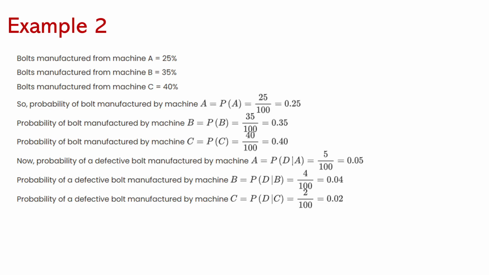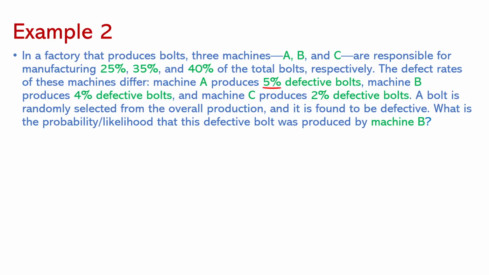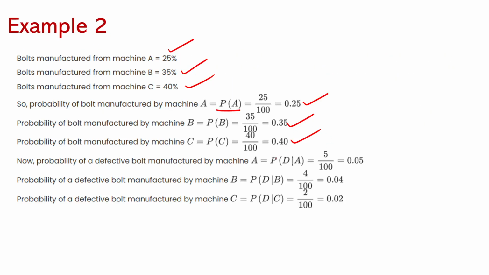Okay, to solve this, see, this is the data given to us. Bolts manufactured from machine A, 25%, 35 and 40. If you convert into numerical form, the probability that the bolt is from machine A is 0.25, 0.35 and 0.40. Now, the defective bolt data is given to us. A produces 5% defective bolts. So out of 100, A produces 5%, that is 0.05. B 4%, so 0.04. C 2%, that is 0.02.